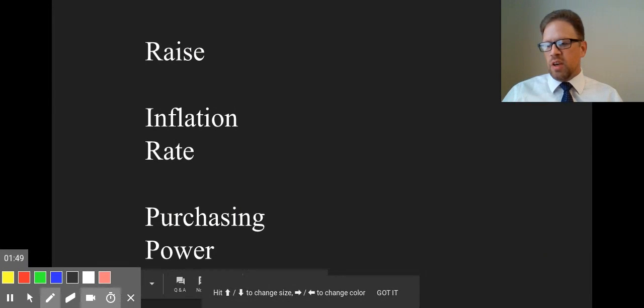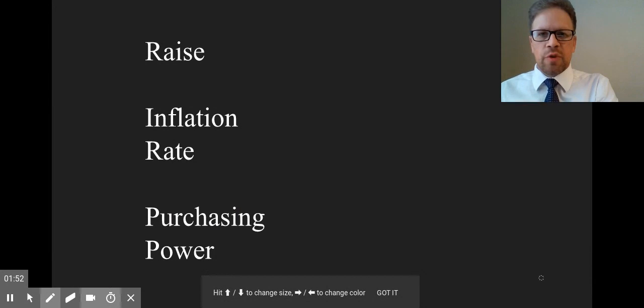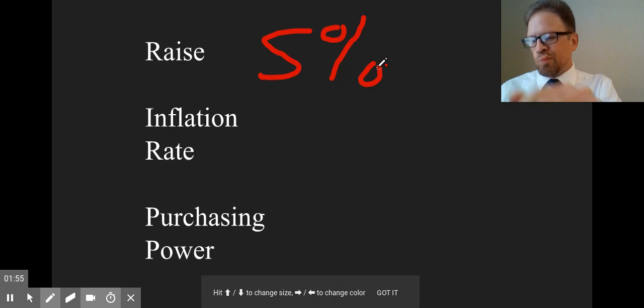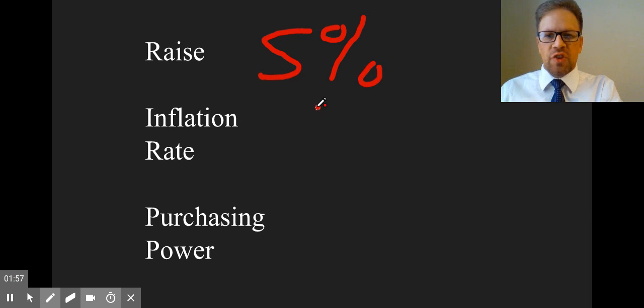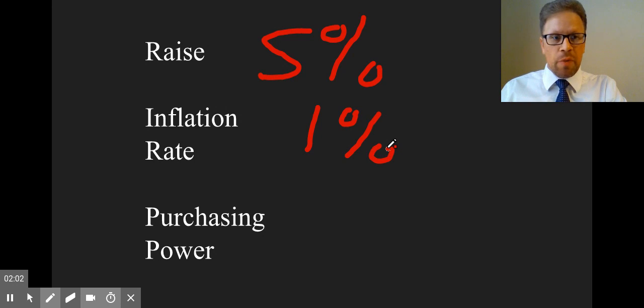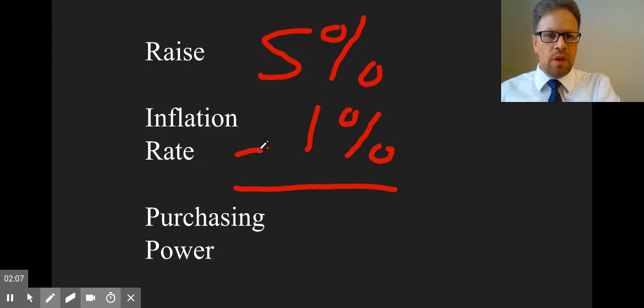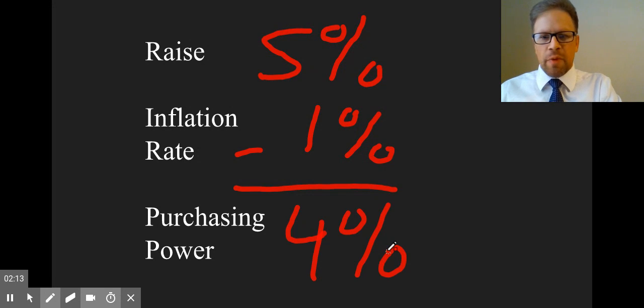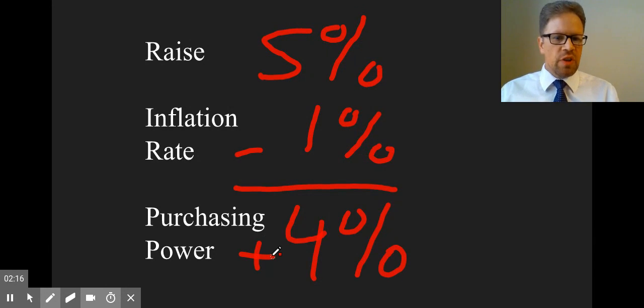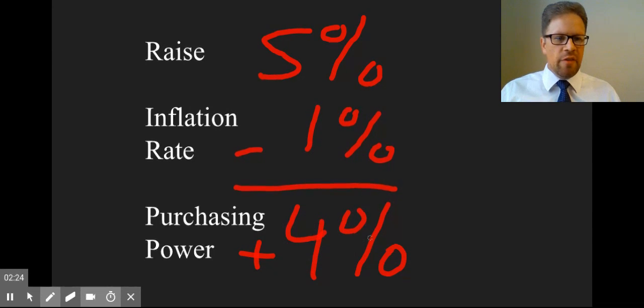So let's say you got a 5% raise with an inflation rate of 1%. So what happens to that purchasing power? Well, you have to use a tough mathematical operation. It's called subtraction. So 5 minus 1 means your purchasing power has increased by 4%, which means you got 5% more money this year than you did the previous year. But because of 1% inflation, it means you are only going to have a 4% boost in your ability to purchase things.